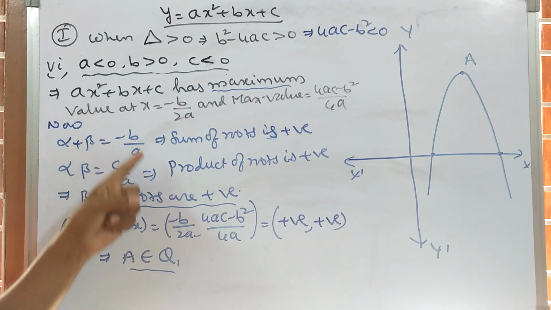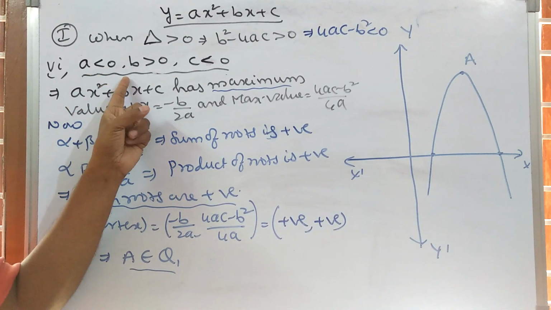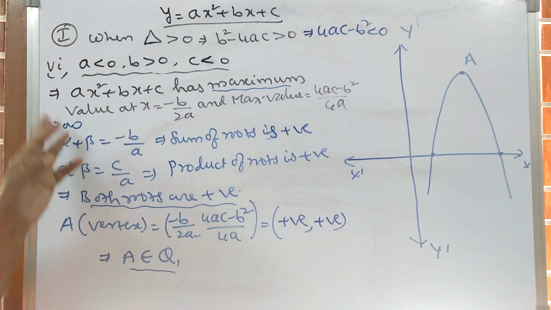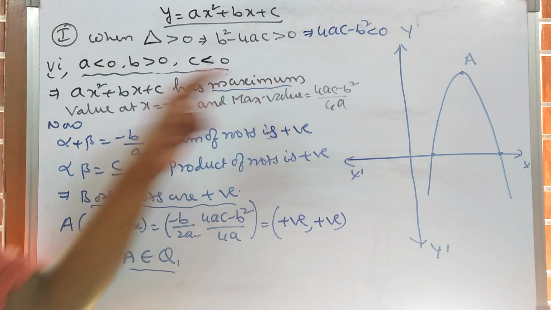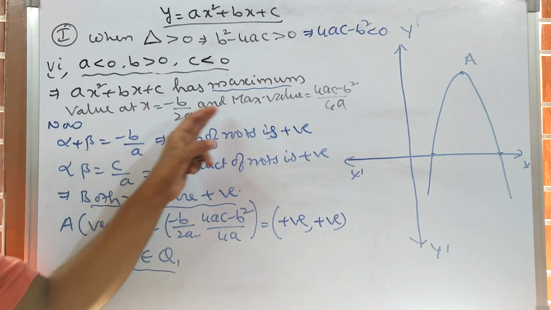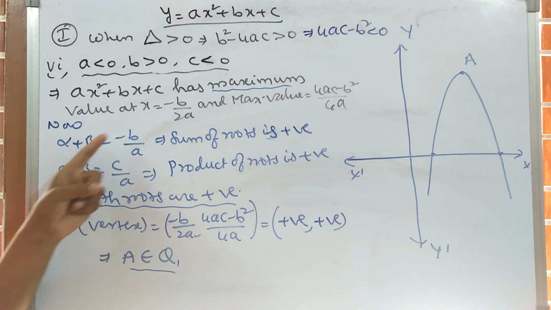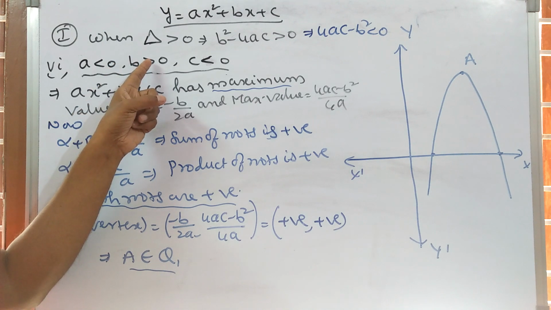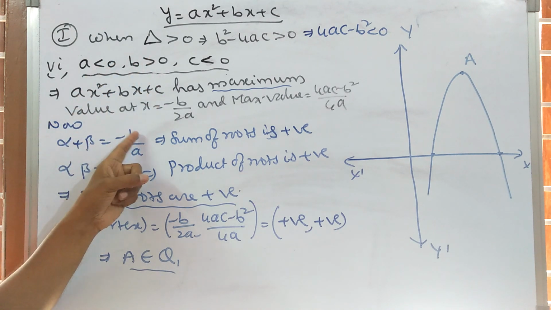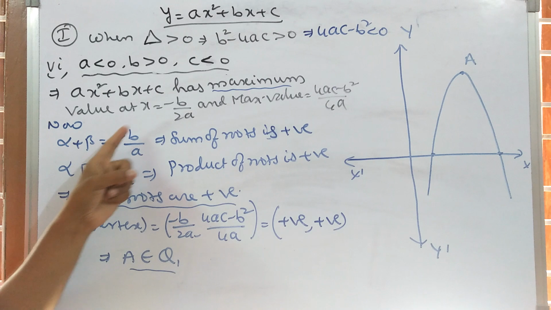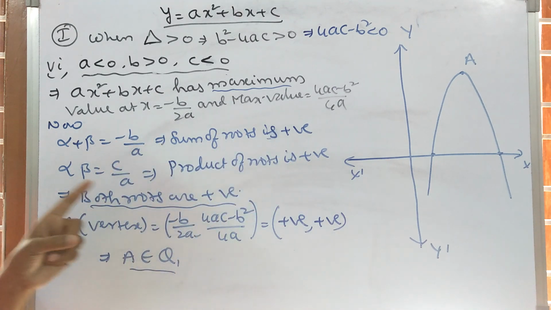So this is the case we got whenever a less than 0, b greater than 0, c less than 0. ax square plus bx plus c has maximum value at x is equal to minus b by 2a, and the maximum value is equal to 4ac minus b square by 4a. Alpha plus beta is equal to minus b by a. Minus b by a means b is positive, a is negative. Positive by negative, negative. Negative into negative, positive. That means sum of roots is positive.